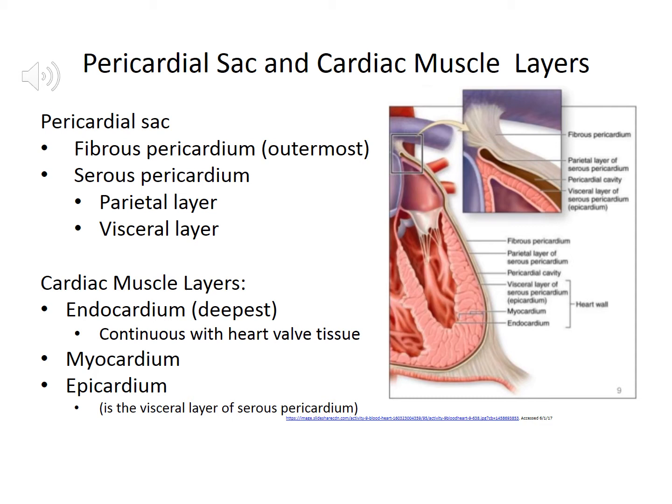So when we move on down and just look at the heart muscle, we have three layers. The outermost epicardium, which is also the visceral layer of the serous pericardium, then the middle myocardium, and then the deepest part of the heart that is continuous with the heart valves itself is the endocardium.